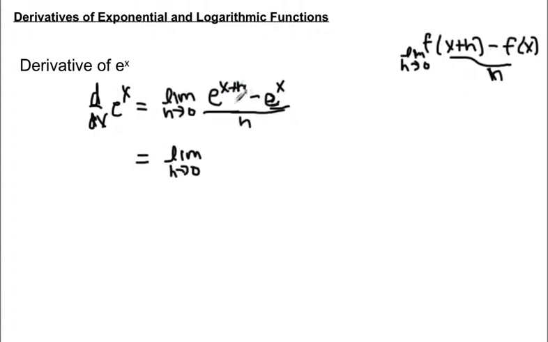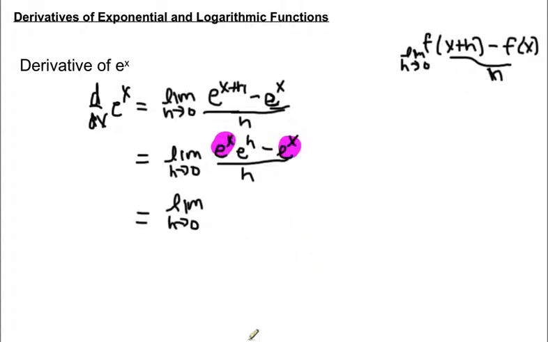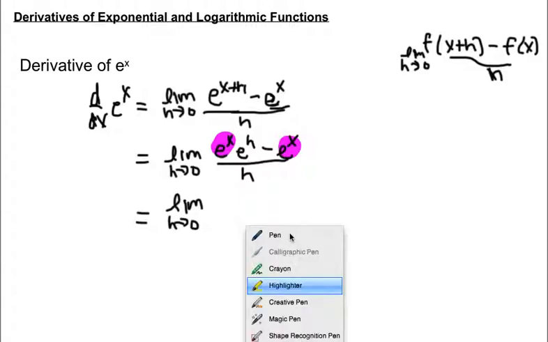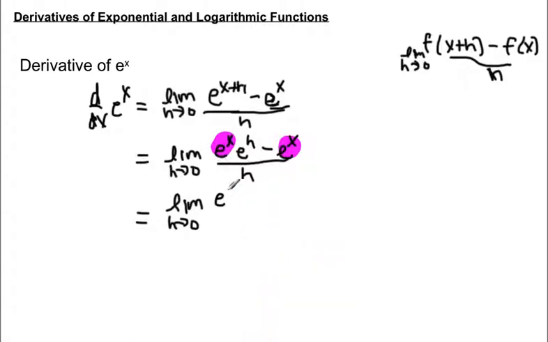Now, when I have e to the x plus h, properties of exponents say that that can be e to the x times e to the h, minus e to the x, all over h. Again, what I'm doing right now is a proof of what the derivative of e to the x is. So I'm going to factor an e to the x out of both of these, and that leaves me with e to the h minus 1 over h.